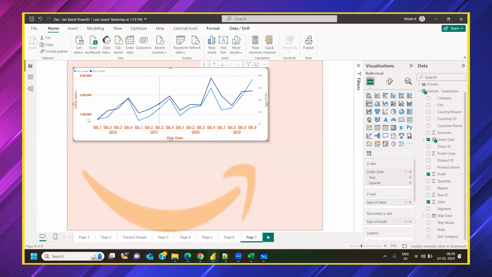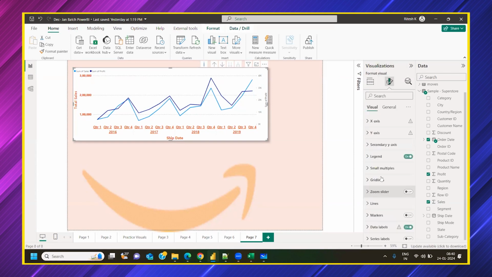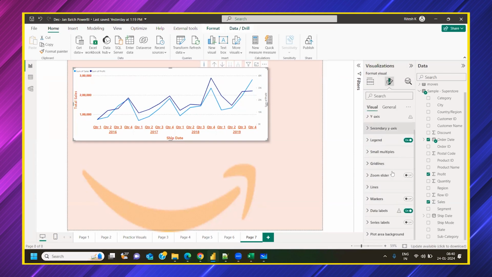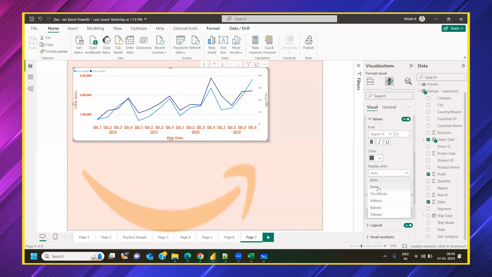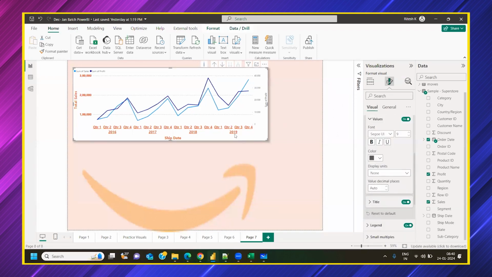See, the difference is the sales is from 1 lakh to 3 lakhs, whereas profit is from zero. That means from 0 to 40,000 only. It is not in lakhs. It is purely in thousands. Let me go back. Let me check the secondary y-axis. Go to values. I'll make it display unit to none. See, here it will answer.